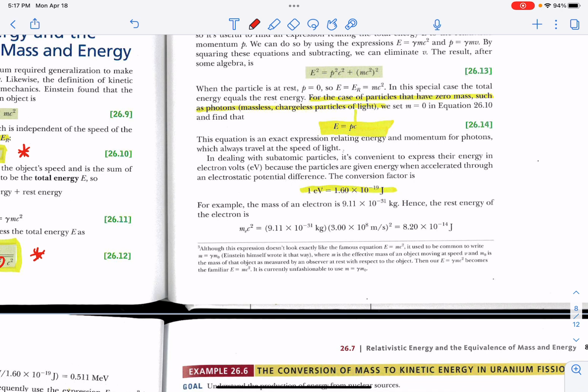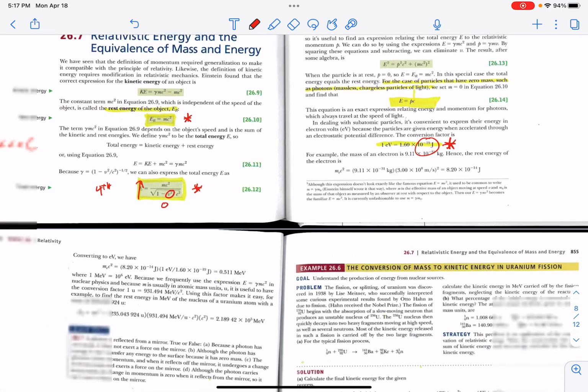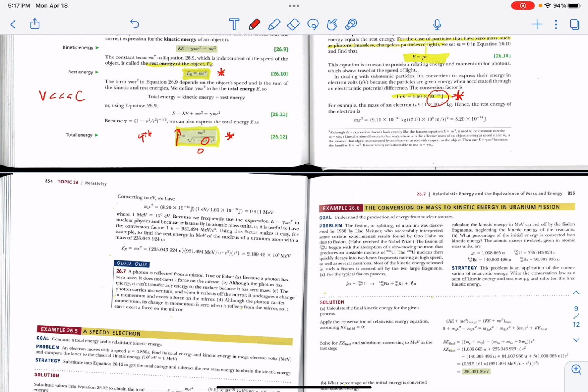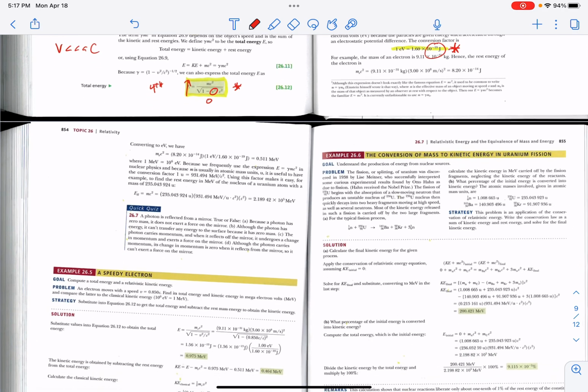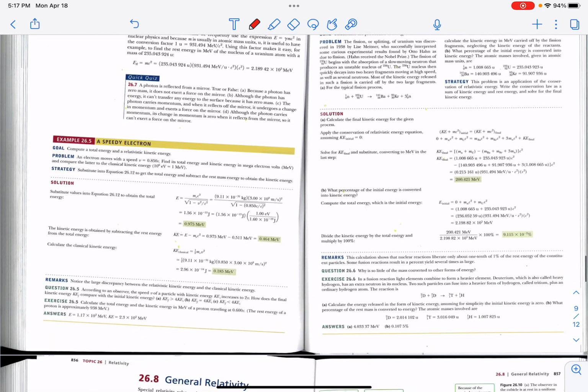I should mention that when we get to nuclear physics, there is something called the electron volt, which is the amount of energy needed to move an electron through a potential difference of 1 volt. And you can see that it's not a whole lot of energy. That's an incidental comment made for future reference.